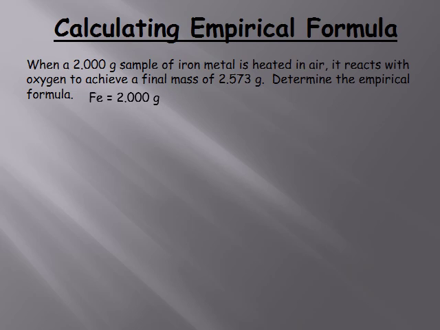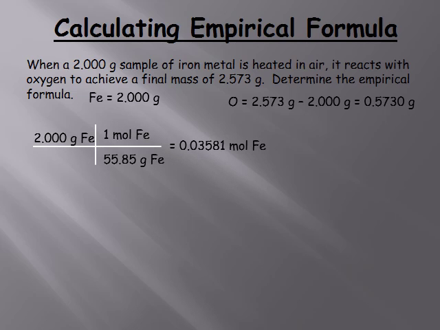Right, so again, the mass of iron is 2, and the mass of oxygen will be this time 2.573 minus 2, because remember the conservation of mass, so the amount of oxygen has to be in the final product, so it must mean that the amount of oxygen is going to be 0.573 grams. So you found the mass of both the iron and the oxygen. Next thing to do is you've got to go from mass to moles.